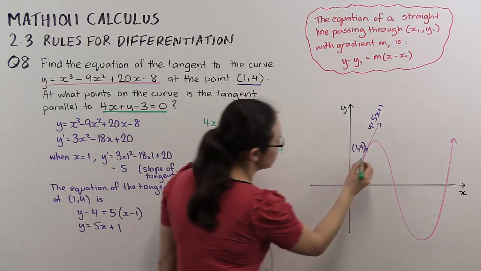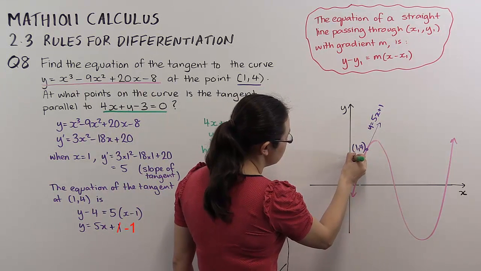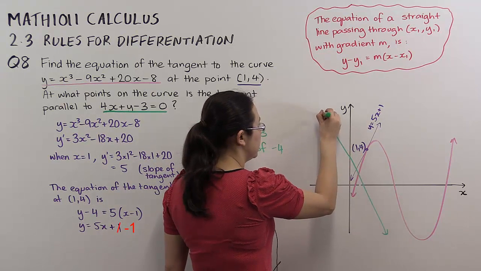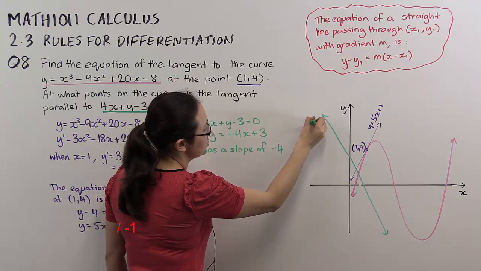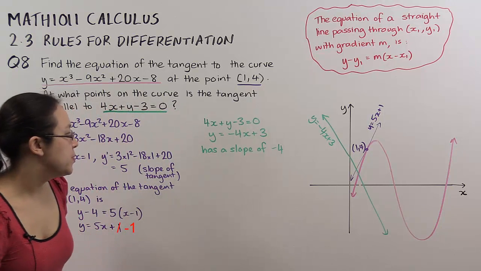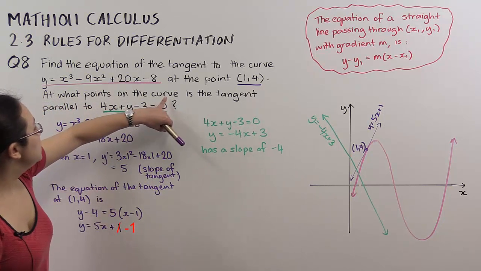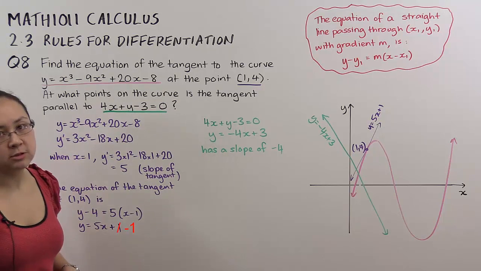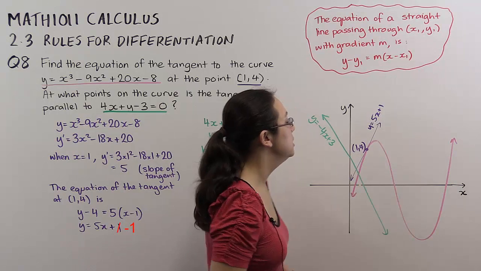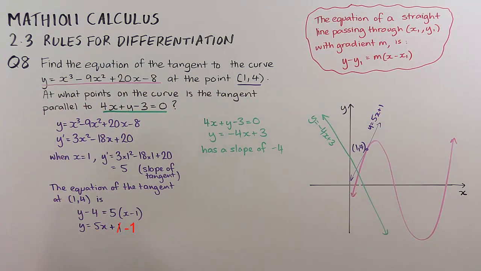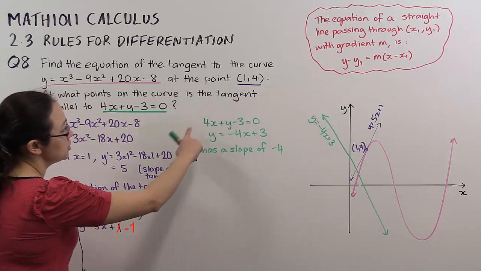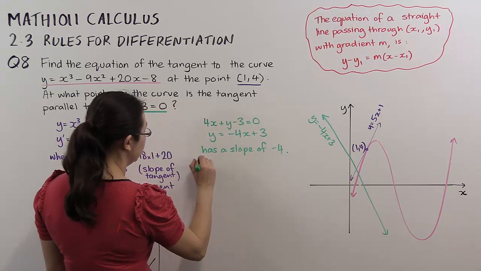So I can draw it on this graph here. It looks something like this. Okay, so this is y equals minus 4x plus 3. With a gradient of minus 4. I want to know what points on the curve are parallel to that tangent. So on this pink curve here, if you zoom in, are there any points where you zoom in and the slope of that is minus 4? Being parallel means it's got the same gradient. So this line has a slope of minus 4.